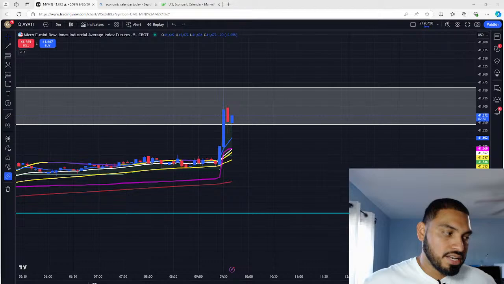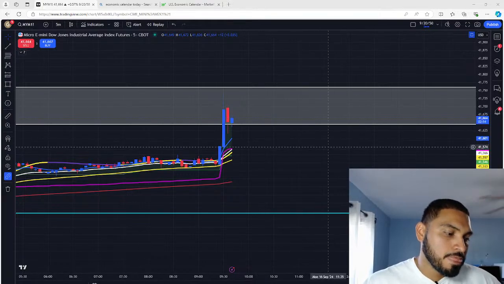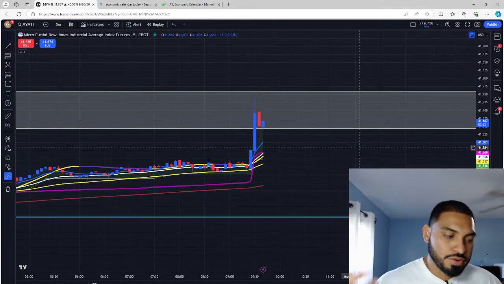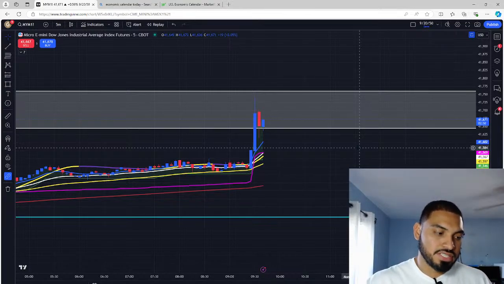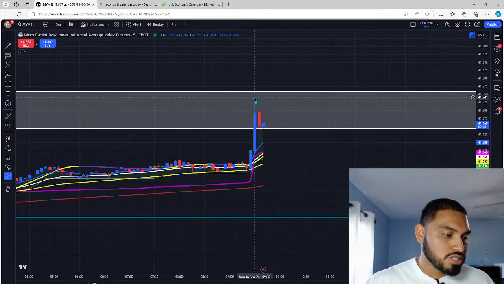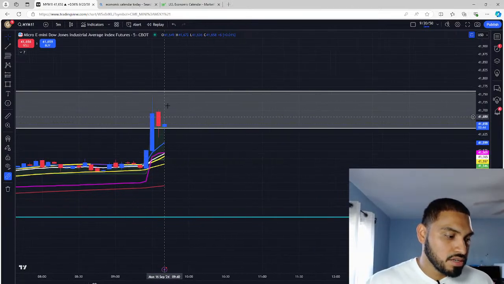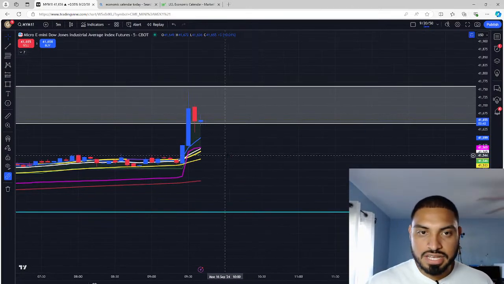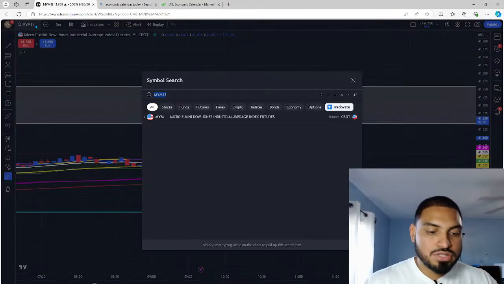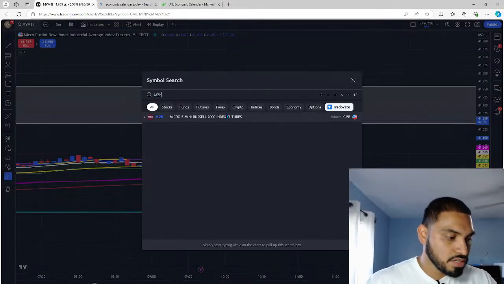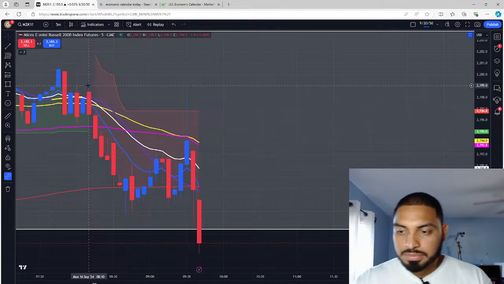So yeah, like I was saying before, on the Dow Jones, every single market open there's always an overreaction. We hit resistance, candlestick, pull down, red candle down. Now we're just watching to see what it does. If we go on M2K, it might be setting up for something.